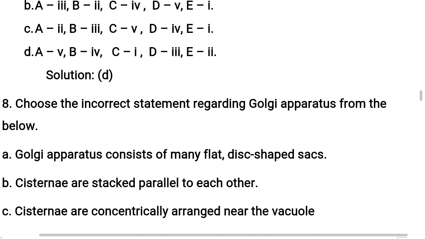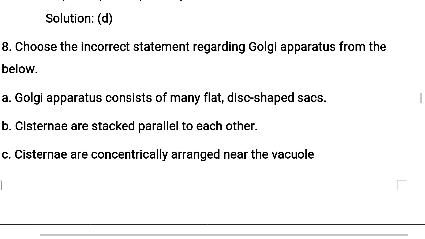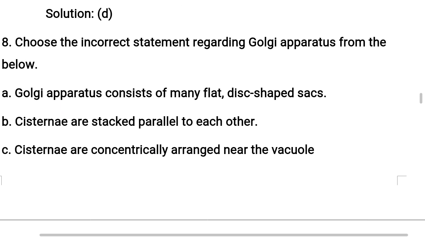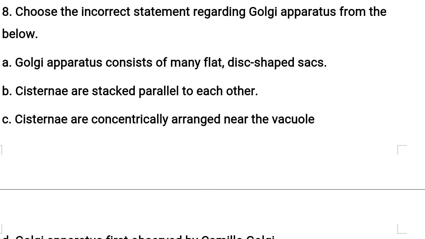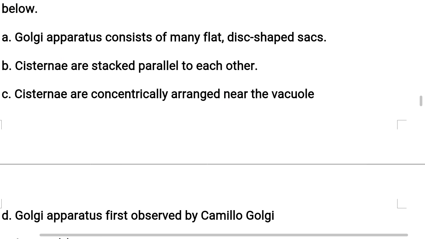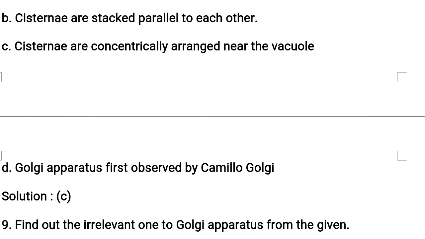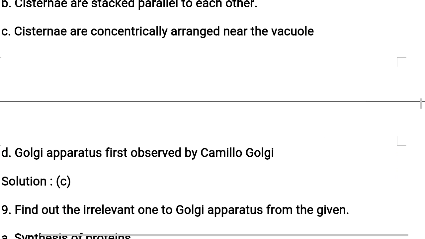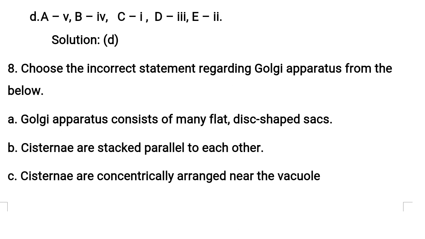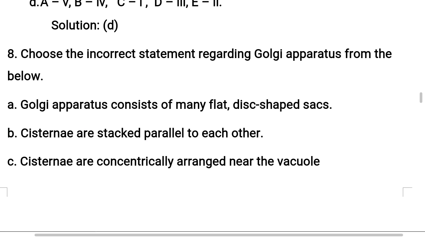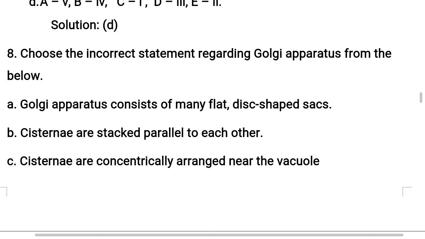Have you understood? Now coming to the 8th question. Choose the incorrect statement regarding Golgi apparatus from the below. Let us see the options one by one. A, Golgi apparatus consists of many flat disc-shaped sacs. B, cisternae are stacked parallel to each other. C, cisternae are concentrically arranged near the vacuole. And D, Golgi apparatus was first observed by Camillo Golgi. So students, they asked us to choose the incorrect statement regarding Golgi apparatus. Once again, let us see the options one by one.